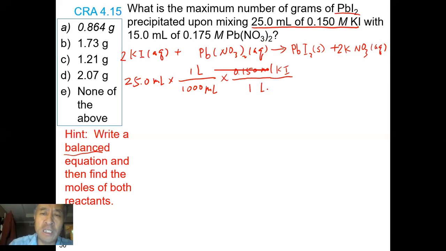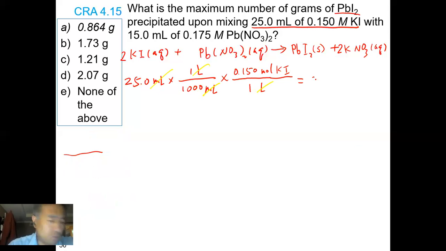So this is very important, and you'll be able to get a fraction from the molar concentration. All right, so you can see if you write those in this way, the milliliter comes out, the liter comes out, and you get moles of KI. So the amount of KI you get is 0.00375 moles of KI.